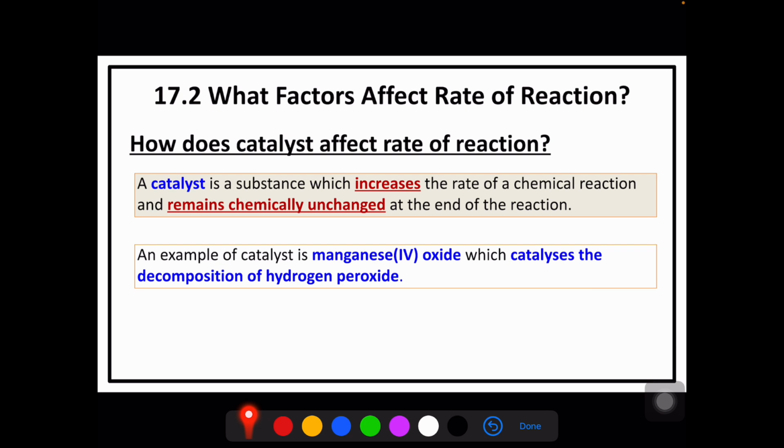One example is the reaction of hydrogen peroxide, which can break down to form water and oxygen. This reaction can be sped up by using a catalyst known as manganese(IV) oxide. In terms of formula, this is MnO2. It's a black powder. Let's take a look at a video to see how the use of manganese(IV) oxide can help to speed up the decomposition of hydrogen peroxide.